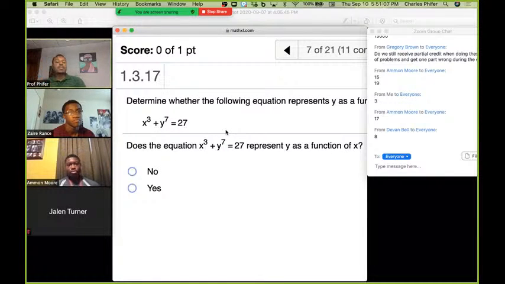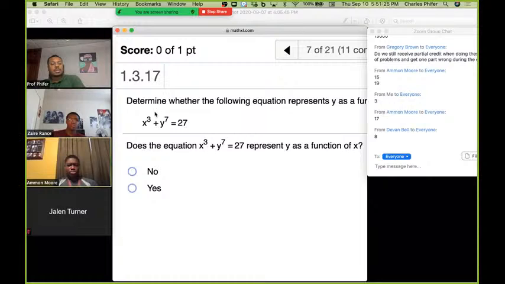So if we do the same thing, right? If we solve for y in this case, we can subtract the x cubed. We're going to get y to the 7. How do we get rid of that y to the power of 7? What do we do on both sides? Take the 7th root, right? Like how we did square root, we could do cube root. This will be the 7th root on both sides.